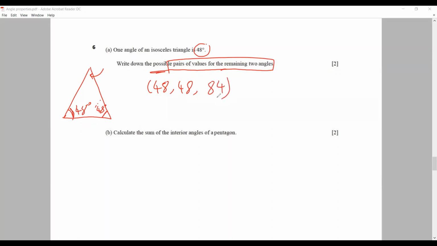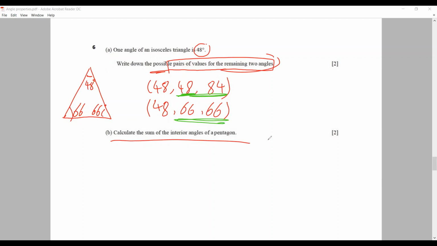Or if the 48 degree is the one unique angle here, not one of those twin angles, that means 180 minus 48 and then divided by 2. So this is 66, this is 66. So another possible would be 48, 66, 66. That's what they asked basically. The remaining two angles, you can say 48 and 84, that's one possible way, and 66 and 66, that's another possible solution.